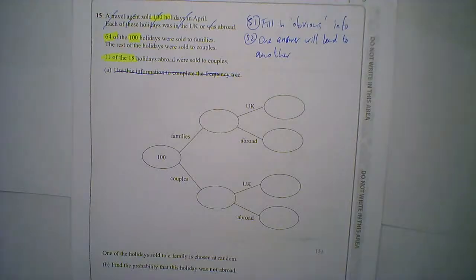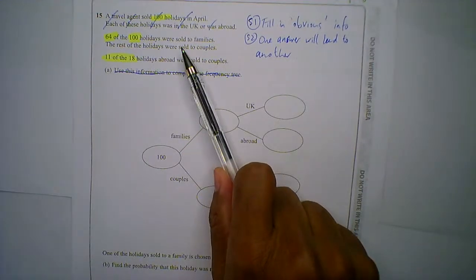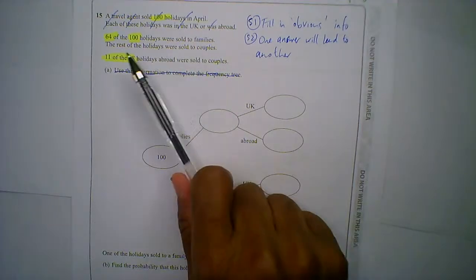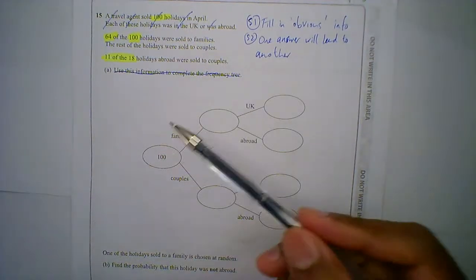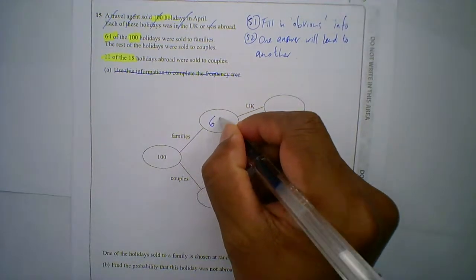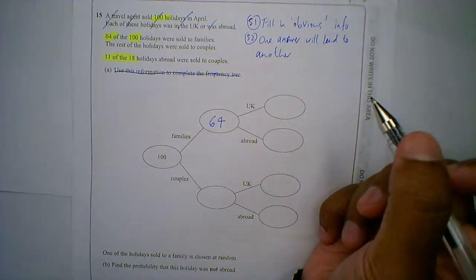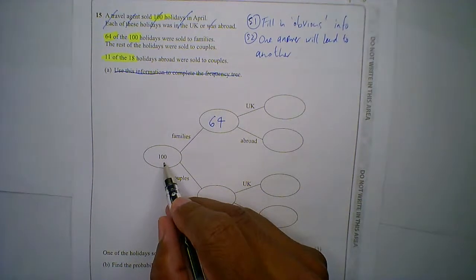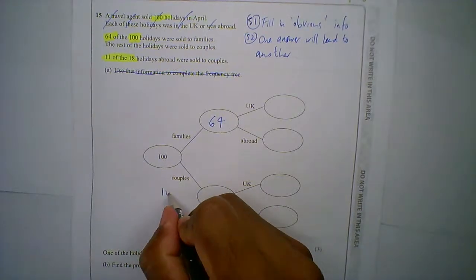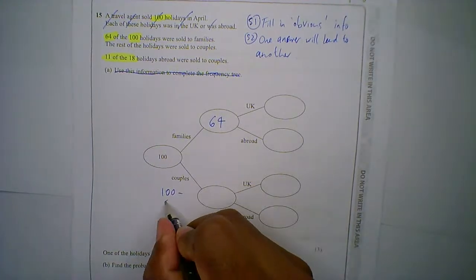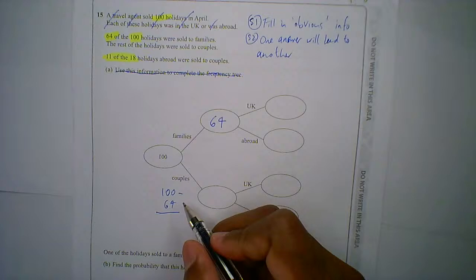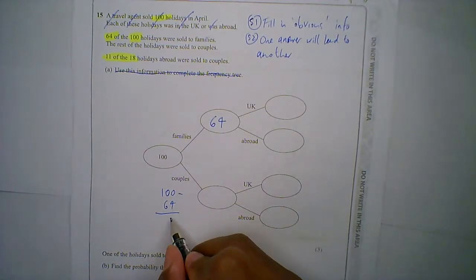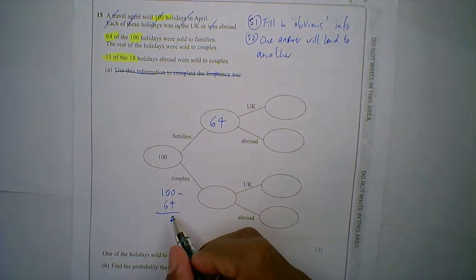we've got 64 of the 100 holidays were sold to families. So we're looking for families. So 64 of them are families. So you can see here, step 1. And now that links to my step 2, which is if this is 100, this must be 100 minus 64. And you can put this into a calculator. It will give you 36.